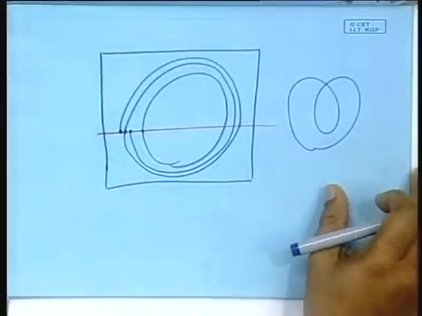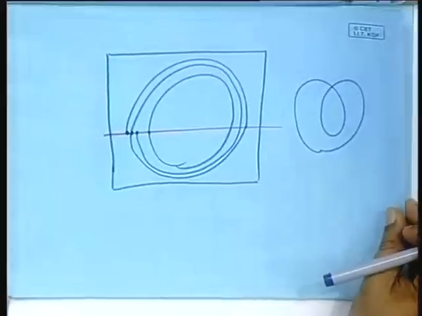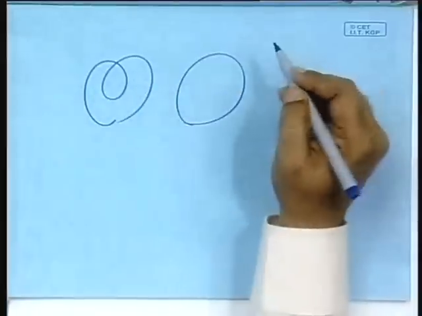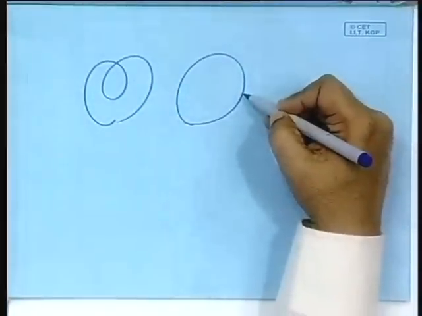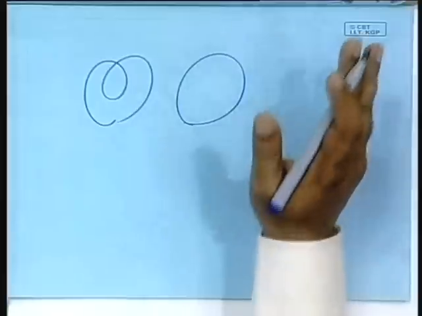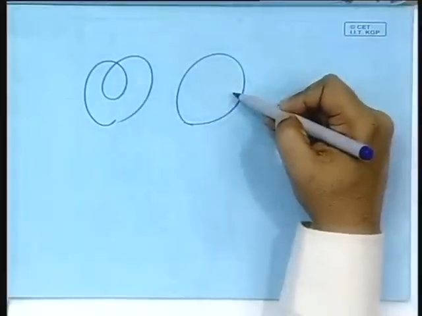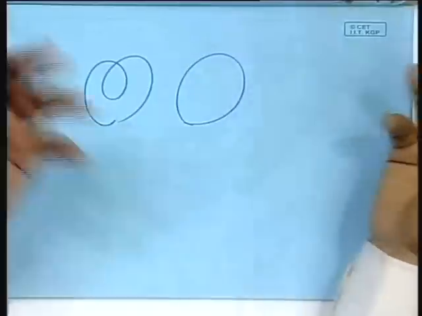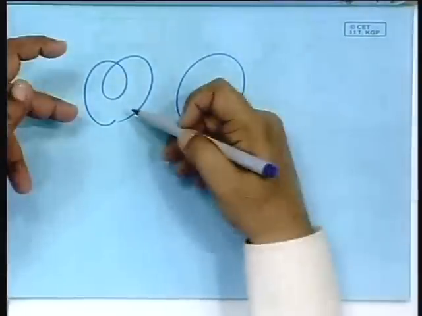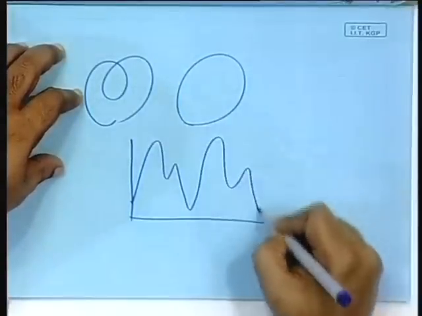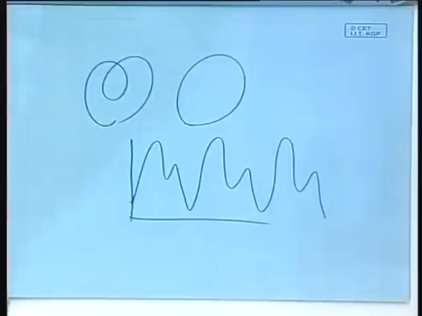But an LC oscillator, what? If you have an LC, then it cannot generate an orbit like this. It only generates an orbit like this. It's also an oscillator. You can have this. An LC oscillator cannot have an orbit like this. It will always have an orbit like this, and it is mathematically showable that you cannot have an oscillation like this simply by LC.